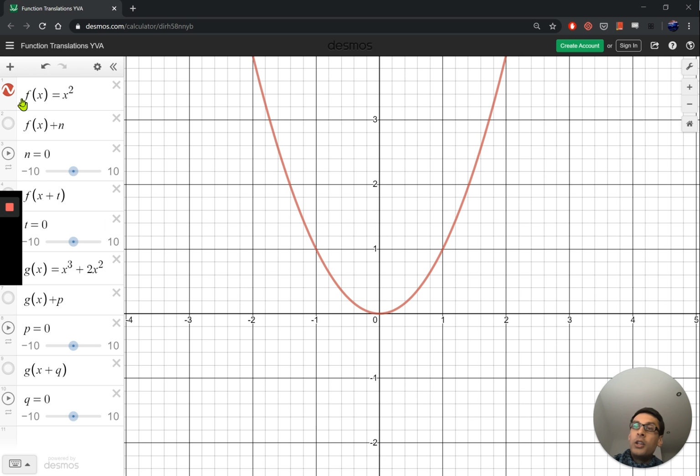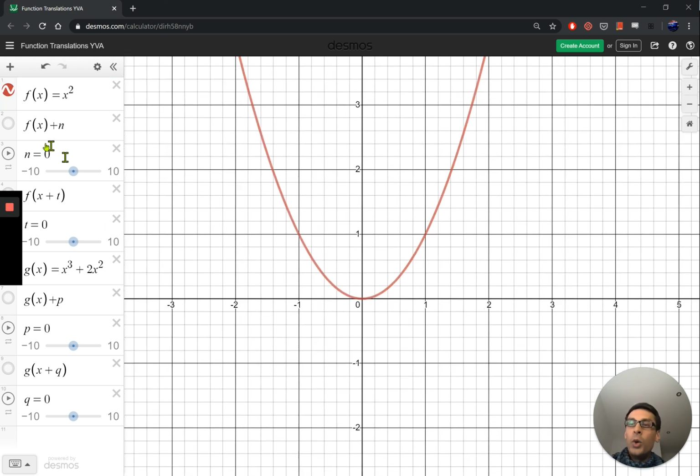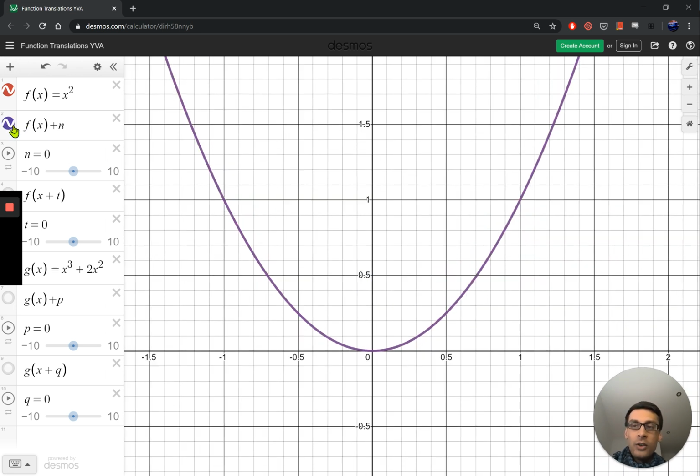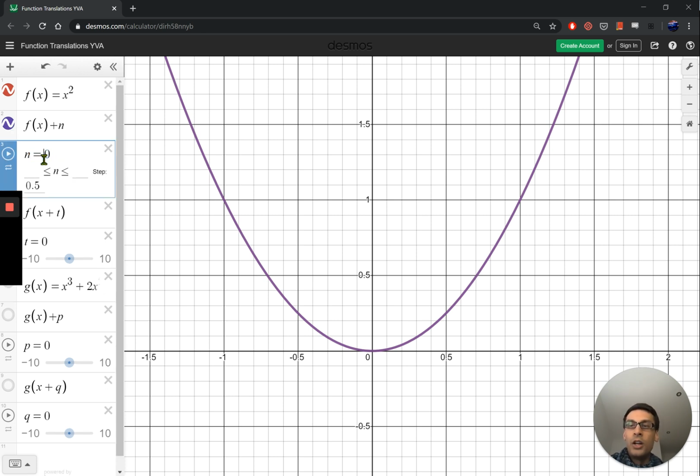So you can see when you're using Desmos, you can just type in, for example, f of x equals x squared. When you type that in, you get your graph. It's a nice simple x squared graph. What you can then do is just do f of x plus n. Now you can see that's actually just appeared on top of the graph that we already have, because in this case, n is equal to 0. So you can see n equals 0.